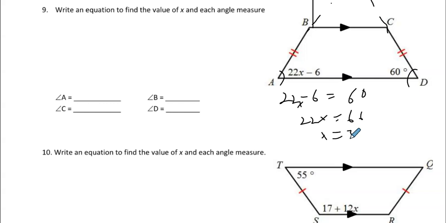Right? So A is clearly 60 because it has to be the same as D, which is given to us, so that's not too tough to get. All right? And then these two angles and these two angles are supplementary, so 180 minus 60 is 120. Okay? Easy enough.